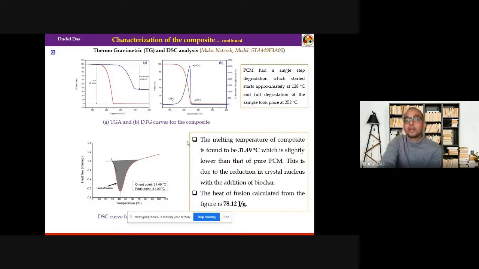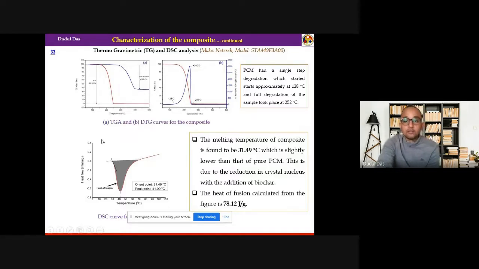We also calculated the melting temperature as well as the heat of fusion. Heat of fusion was found to be 78, and the melting temperature was found to be 31.5 degrees. That means pure PCM has 35 degrees centigrade of melting temperature, which is reduced to around 31.5 degrees centigrade, and this is very optimum for application in the PV collectors.